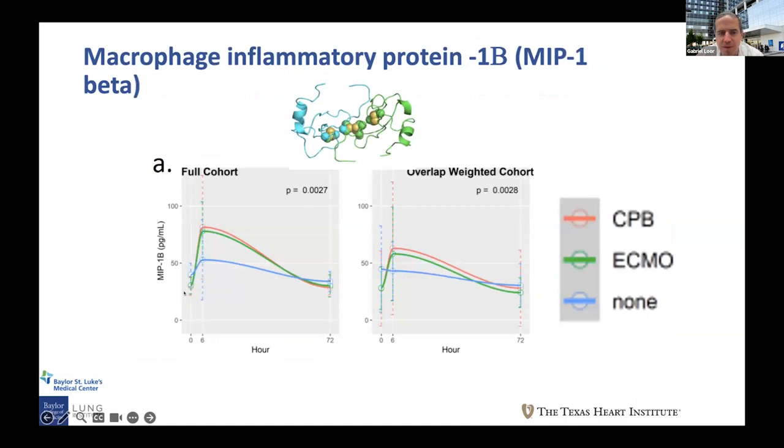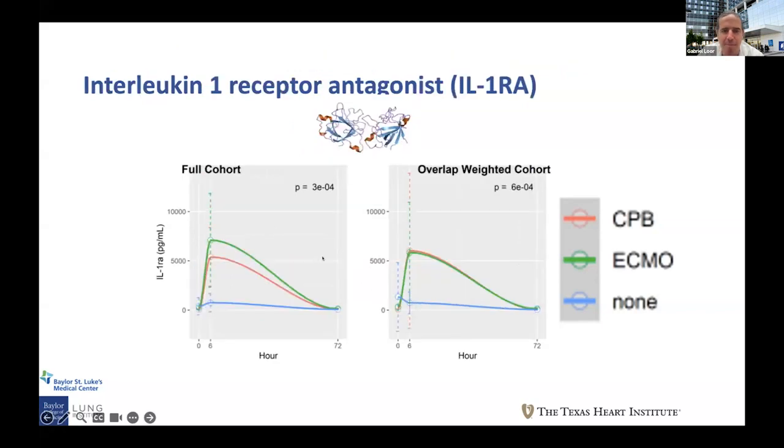And we looked at a slew of them, and what you can see here in green and red, green is the ECMO group and red is the bypass group. We see these peaks in multiple cytokine levels. So this one's looking at MIP1 beta, and these are all part of the innate immune response, that initial response that we all have to any kind of antigen. You can see at 6 hours, it's almost immune silent in the off-pump group, but you see these peaks in both ECMO and bypass. Same thing with IL-1RA.